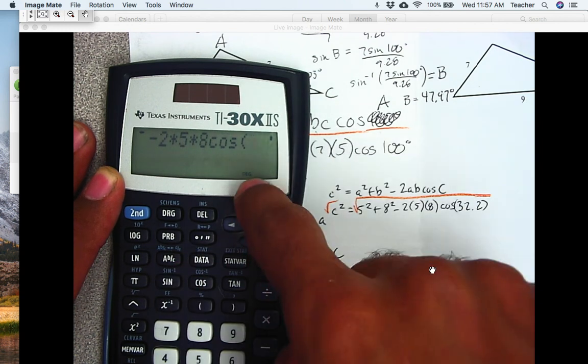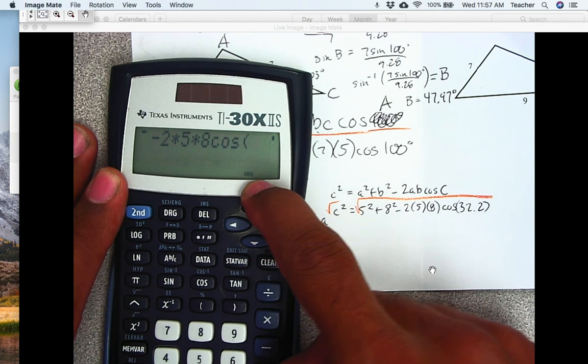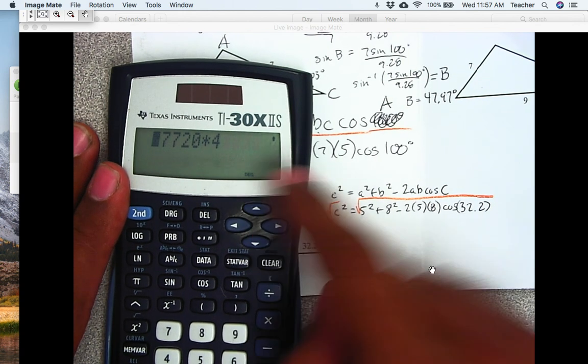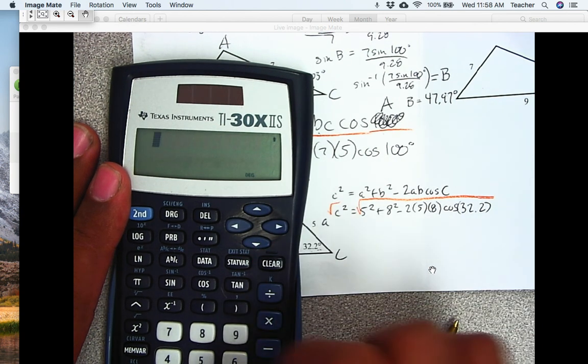Also, make sure if you're using the blue calculator, you see that DEG, which means degree. If we're using the yellow calculator, remember we have to go into settings and change it from radians to degrees.